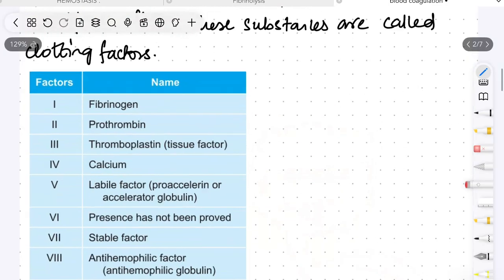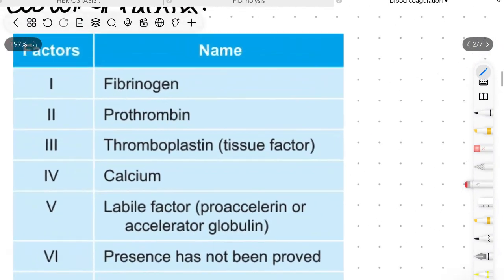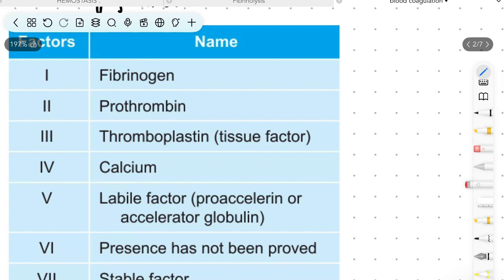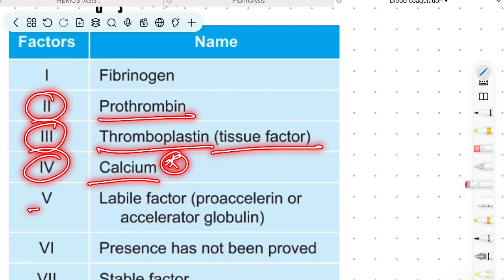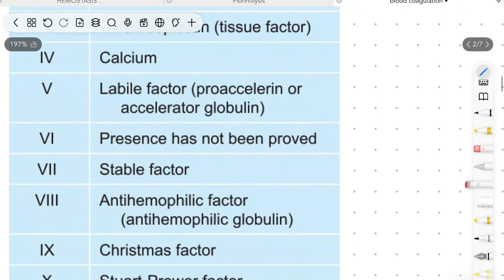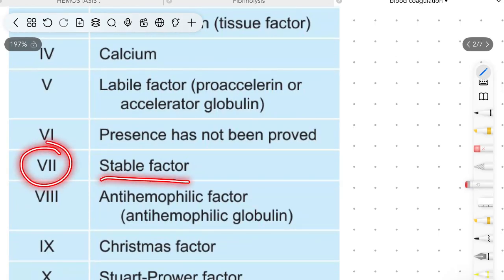Okay, so now we'll be looking into what the clotting factors are. The first factor is fibrinogen. The second one is prothrombin. The third one is thromboplastin or the tissue factor. The fourth one, the important one, is calcium. The fifth one is the labile factor. The sixth one, still we don't know the sixth clotting factor. The seventh one is the stable factor.